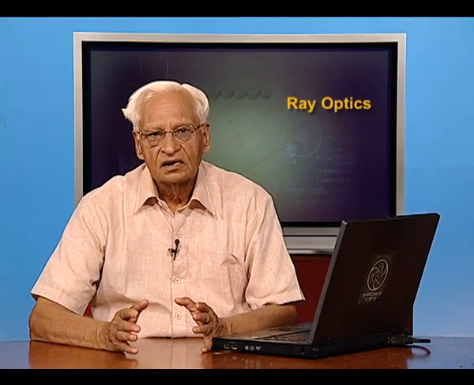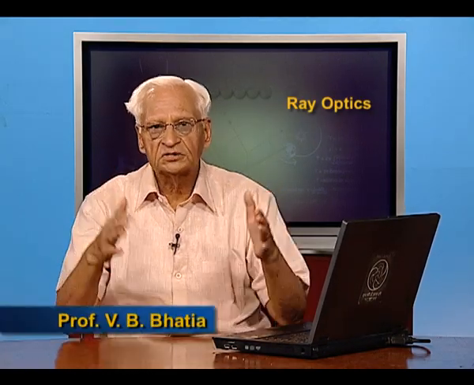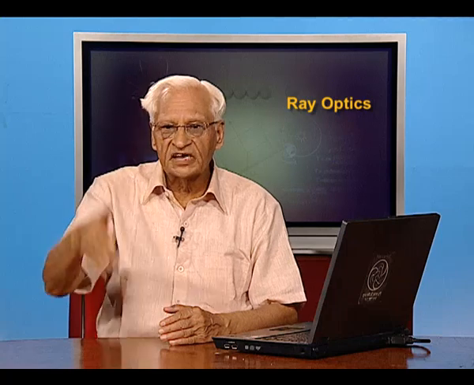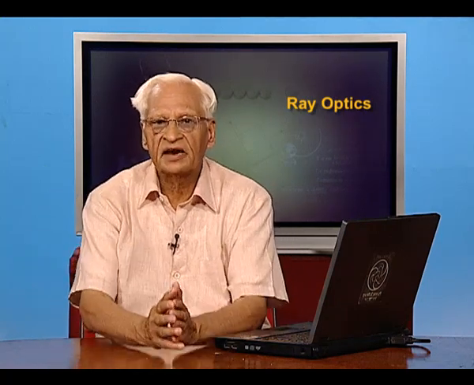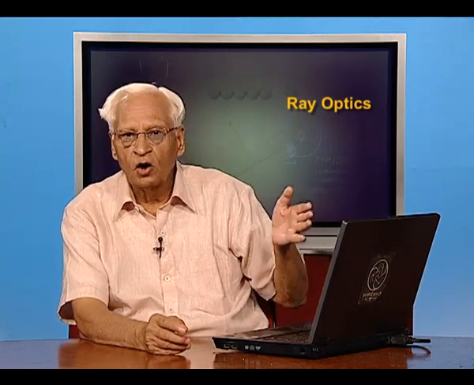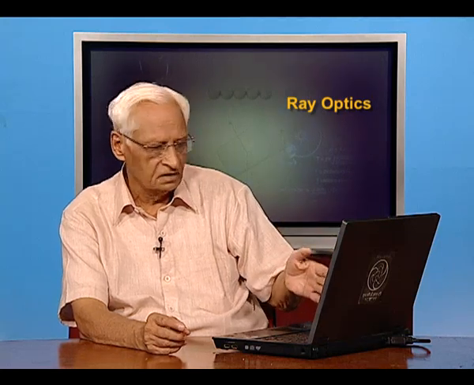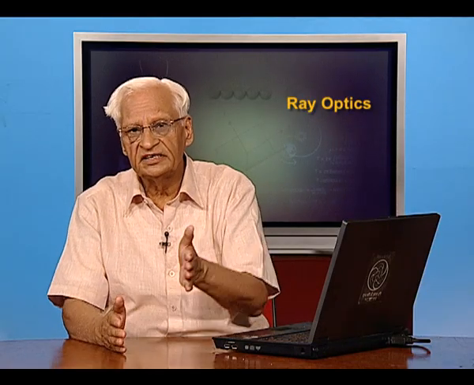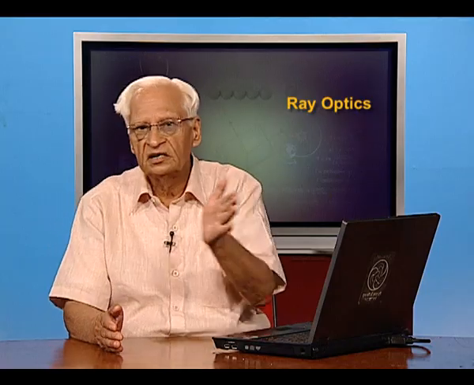In the last lecture, we saw how to distinguish between a concave mirror, which has the inner side as the reflecting side, and a convex mirror, which has the outer side as the reflecting side. We also defined the focal length of mirrors. We saw how images are formed by a concave mirror, and we derived the mirror formula. We derived the relation f is equal to r by 2, and the relation 1 by v plus 1 by u is equal to 1 by f using the sign convention. And we also studied how the location of the image changes as the location of the object changes with respect to the mirror.